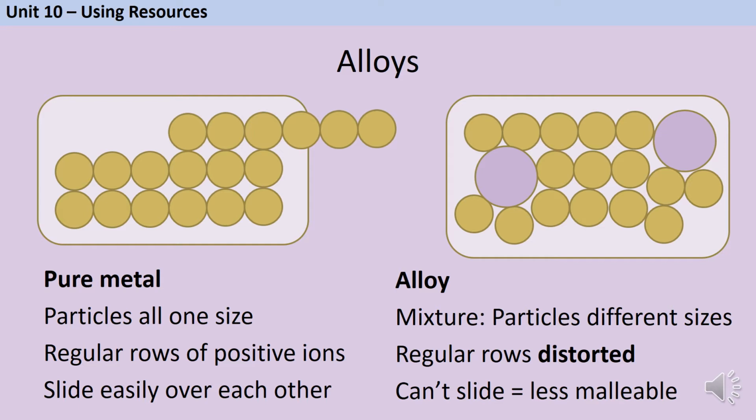Now, if you compare that to an alloy, the particles are different sizes because they're different elements, so they have different atoms, and therefore the regular rows are distorted. And if you exert a force on an alloy, those rows can't slide over each other, and this makes alloys harder.